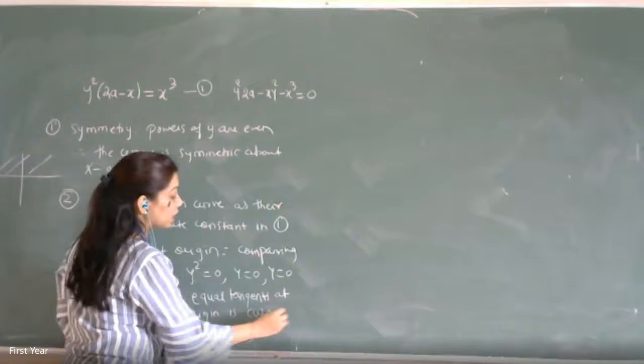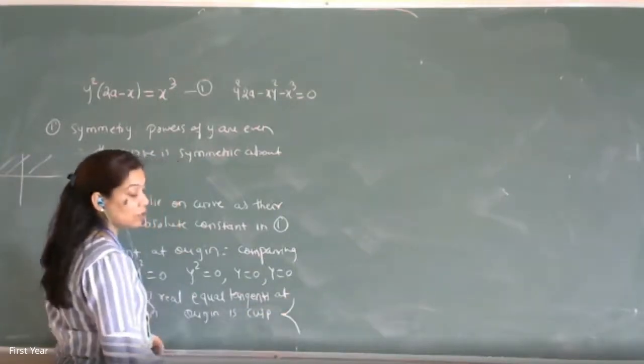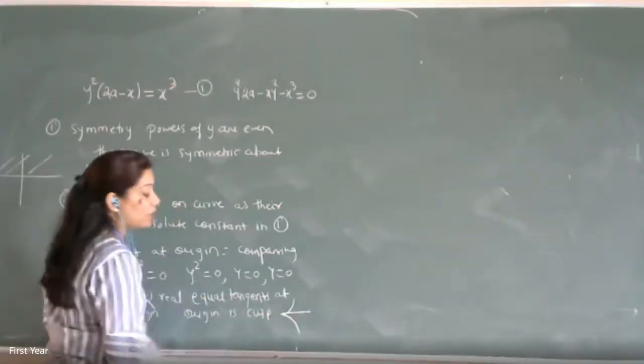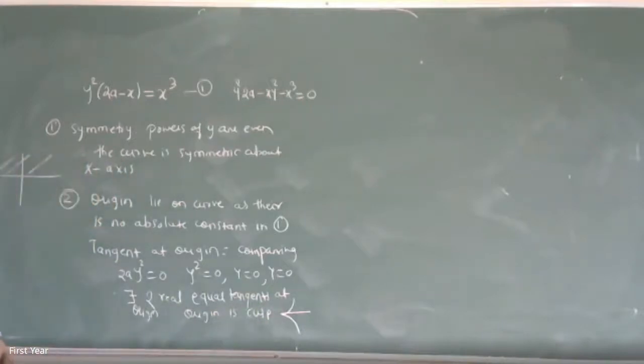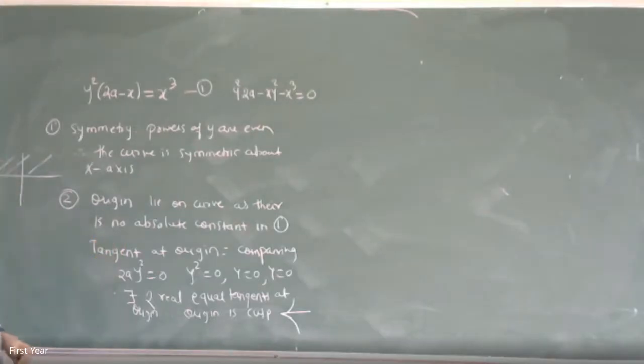Do you remember what we did yesterday? Once it comes from above, then it will go down again, like this was the cusp. Since y is equal to 0 means the x-axis, it goes once above and once below. This is because of the symmetry about the x-axis. Is it okay? Clear? So we got origin, we got tangent at origin, we got symmetry.